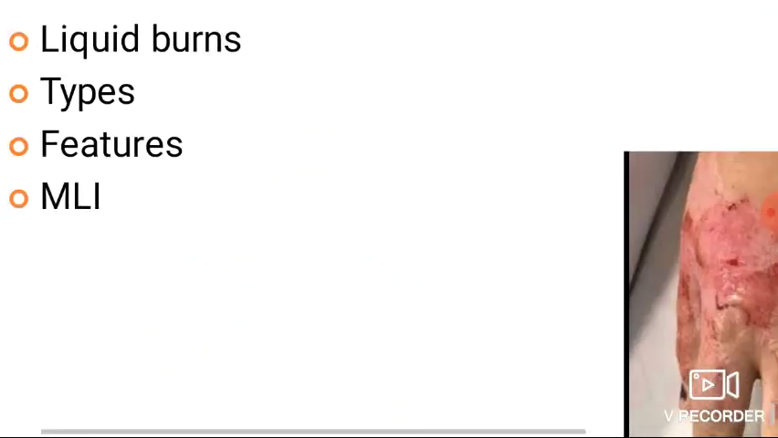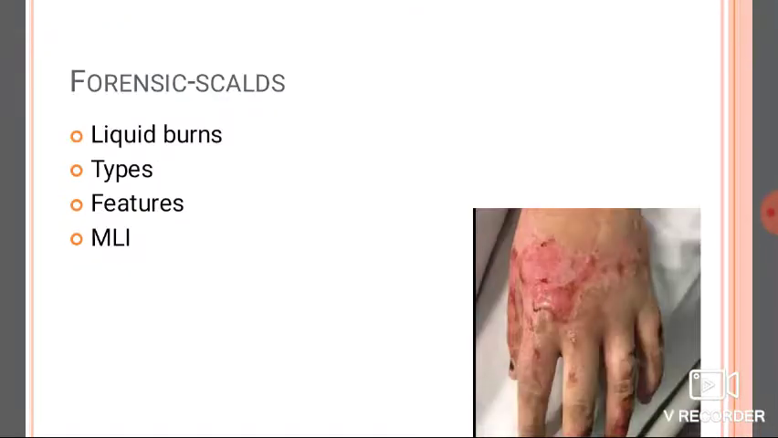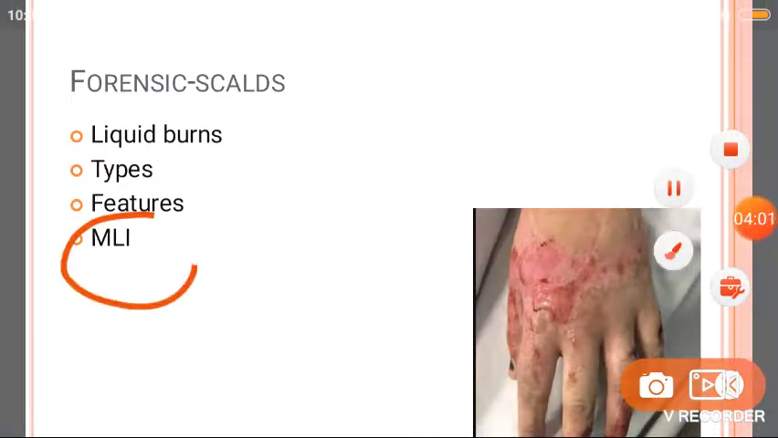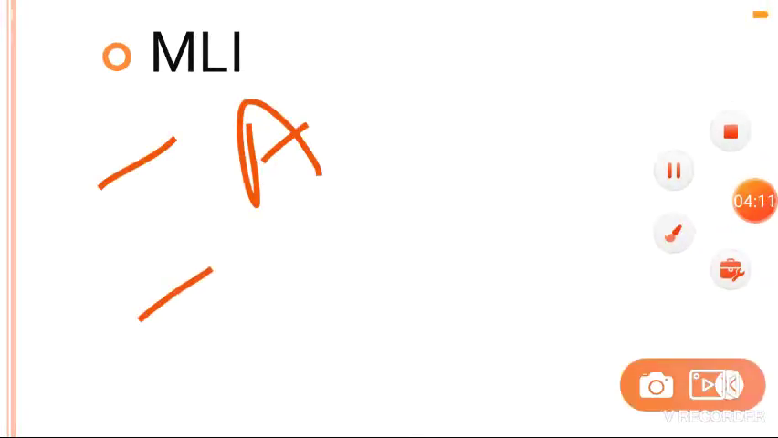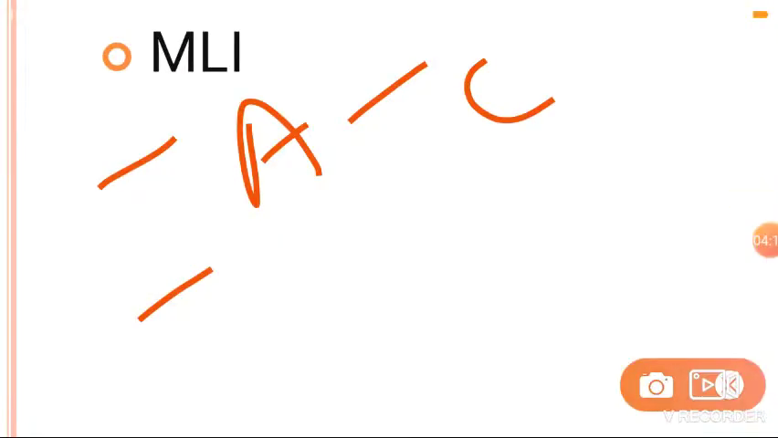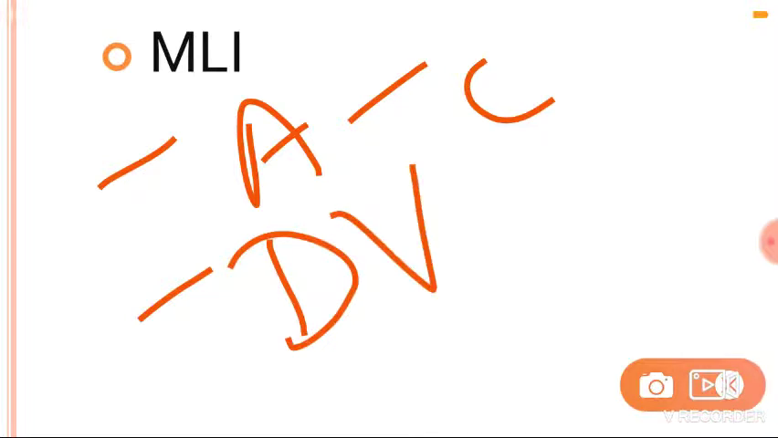Let's move on to the medico-legal importance of scalds now. Usually it is accidental, common in children. Intentional throwing of hot water may be seen in domestic violence. Immersion burns may be used as a method of child abuse.